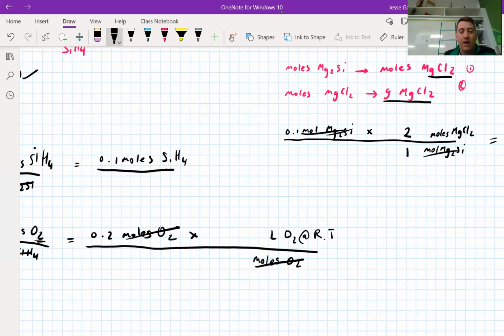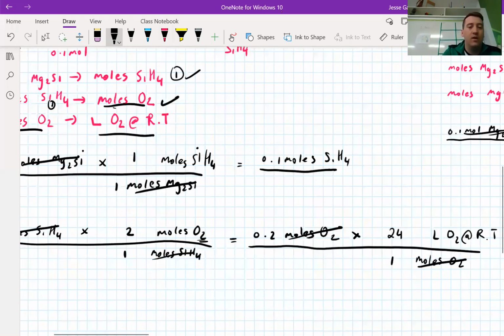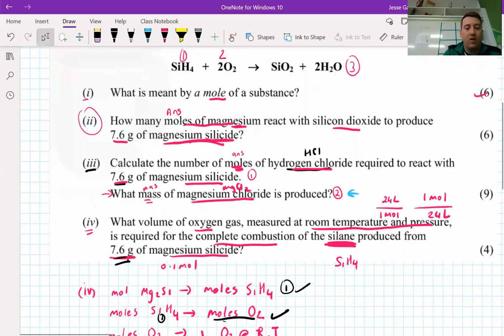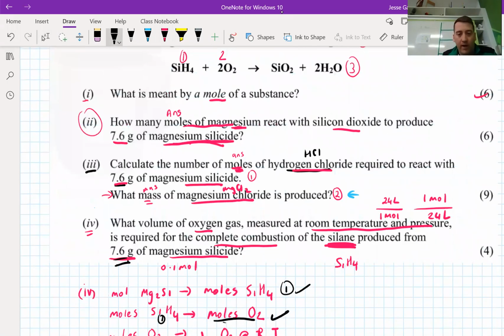So what's the rule? How many liters for every 1 mole? Pause the video, write that down. 24 liters for 1 mole. All right, let's put that in our calculator, and we get liters of O2 in our answer. You should have got 4.8 liters of O2. And we know we've done it right all the way to the end, because look what our answer is, liters of O2, which is what we were asked for in the question just over here. What volume of oxygen gas?